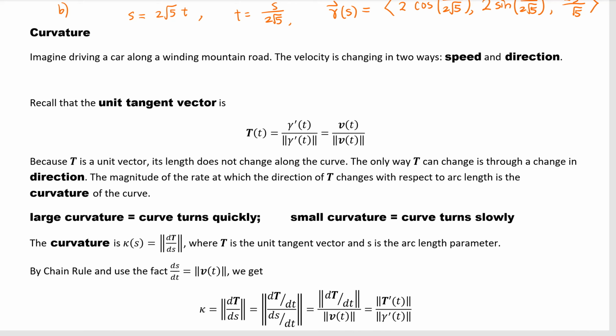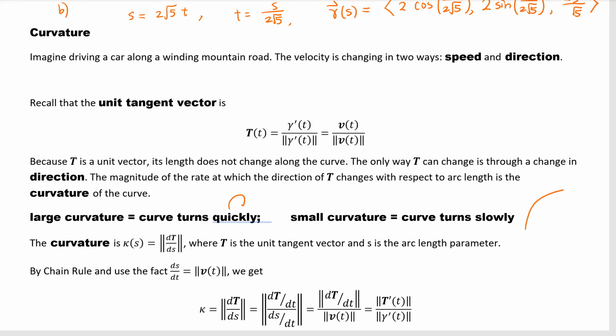So curvature measures how fast the direction is changing. It's not measuring the speed, it's measuring the direction. So if we have a large curvature, it means the curve turns quickly, for example, like this. Small curvature, well, the curve turns slowly, like that.